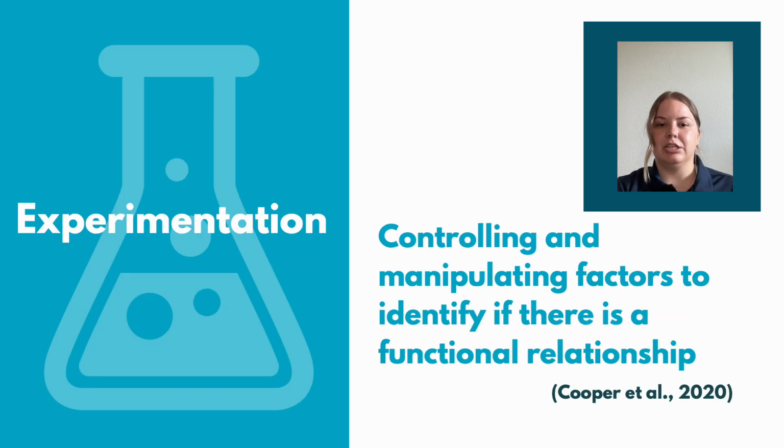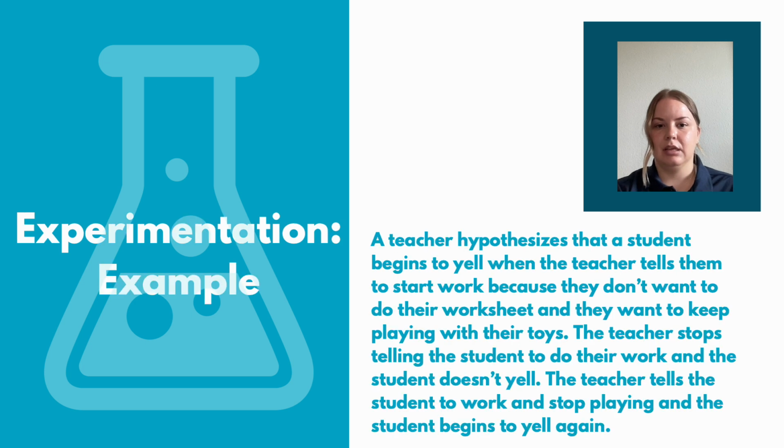Next, we have experimentation, and this is controlling and manipulating factors to identify if there is a functional relationship. So we discussed what a functional relationship is, and experimentation involves controlling and manipulating those factors to identify if a functional relationship exists. For example, a teacher hypothesizes that a student begins to yell when the teacher tells them to start work because they don't want to do their worksheet and they want to keep playing with their toys.